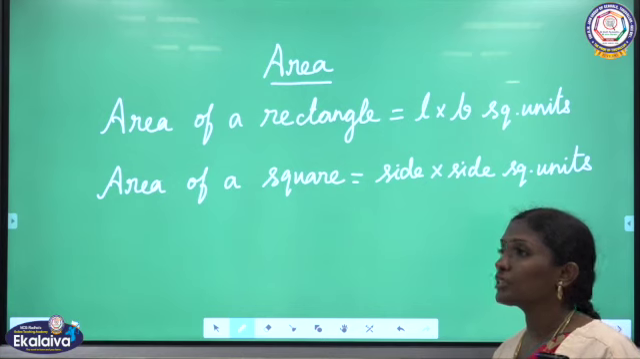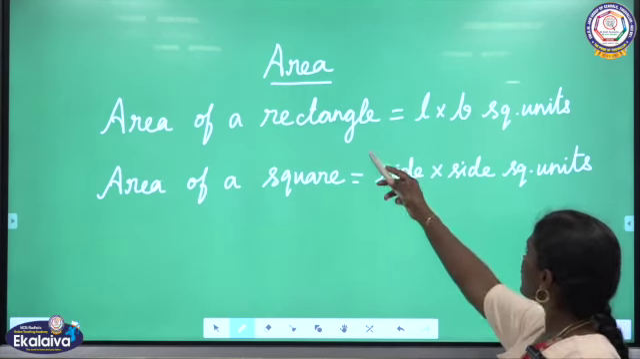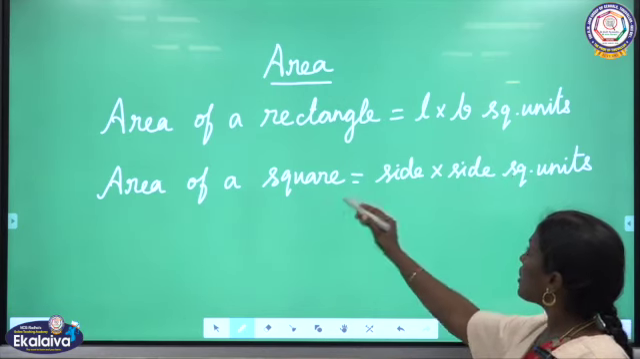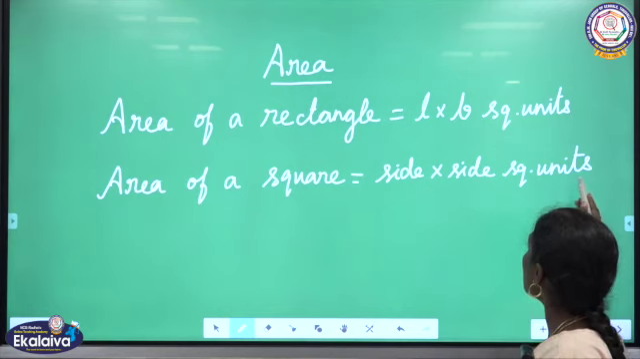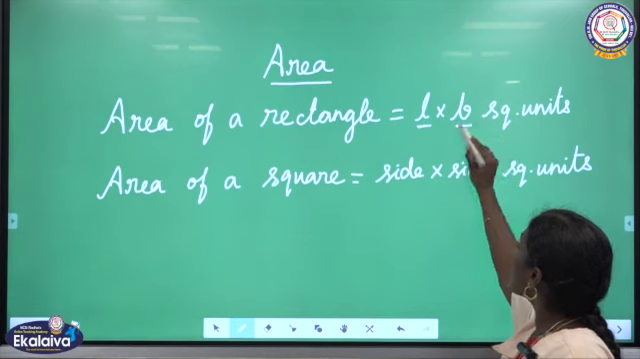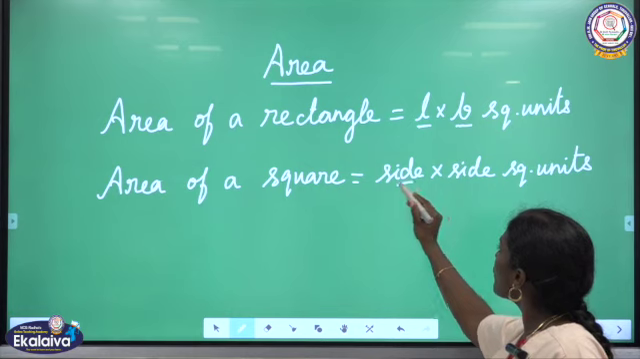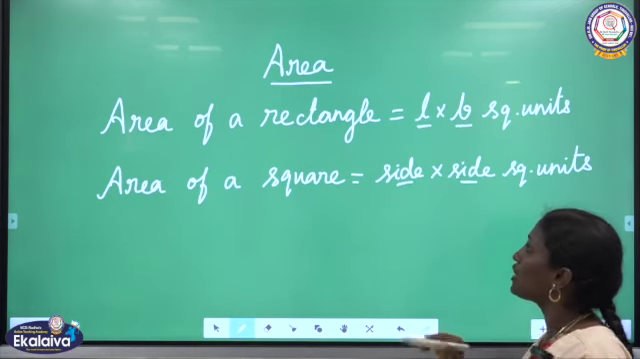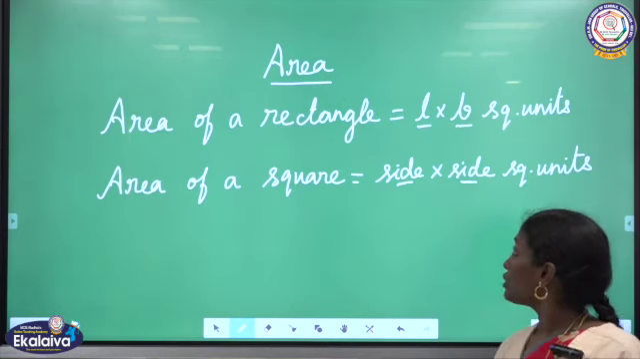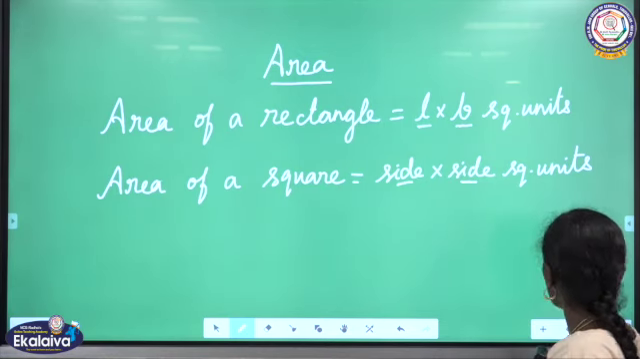Here is the formula to find the area of the rectangle and the area of the square. Area of the rectangle is equal to length into breadth square units. Area of the square is equal to side into side square units. To find the area of the rectangle, we have to multiply the length and breadth of the given rectangle. To find the area of the square, you have to multiply side into side, square units. These are the two formulas to find the area of the rectangle and square. By using these two, we are going to do the problems.